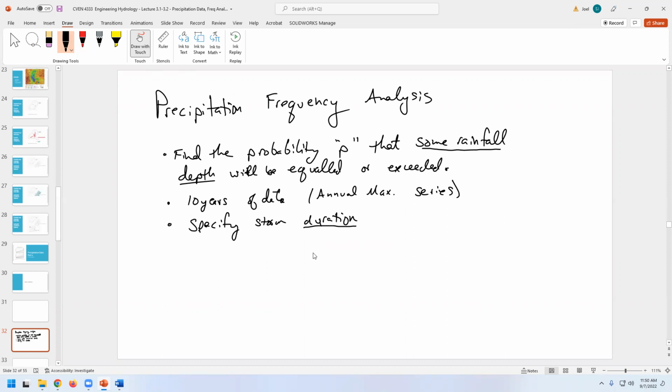But if we pick a particular duration, then we can cut our data up based on that duration and then do this frequency analysis. For our purposes, we're going to stick with 24 hours, a day. It's easy to measure things in day-long increments. Although if you stop the clock at 24 hours or midnight, then you might be splitting a storm in half. So that's something to consider.